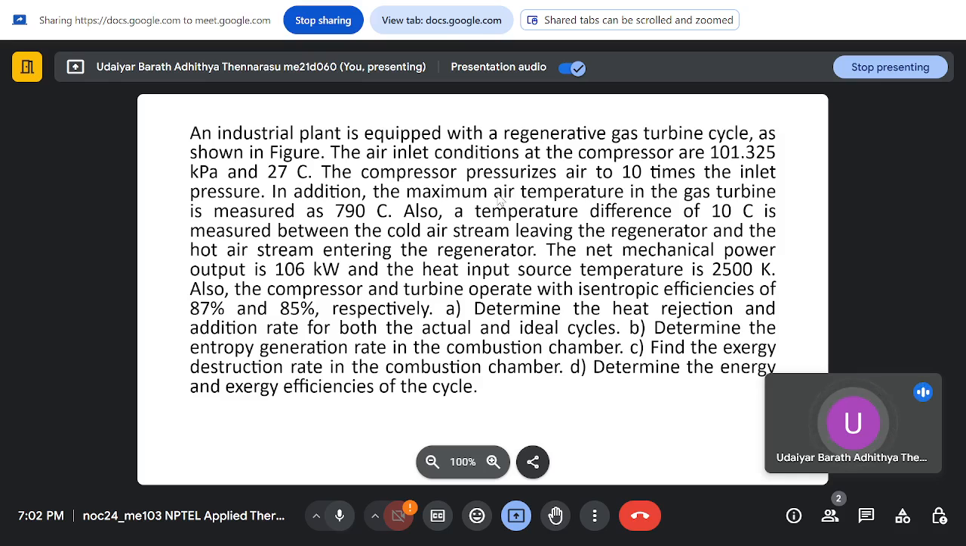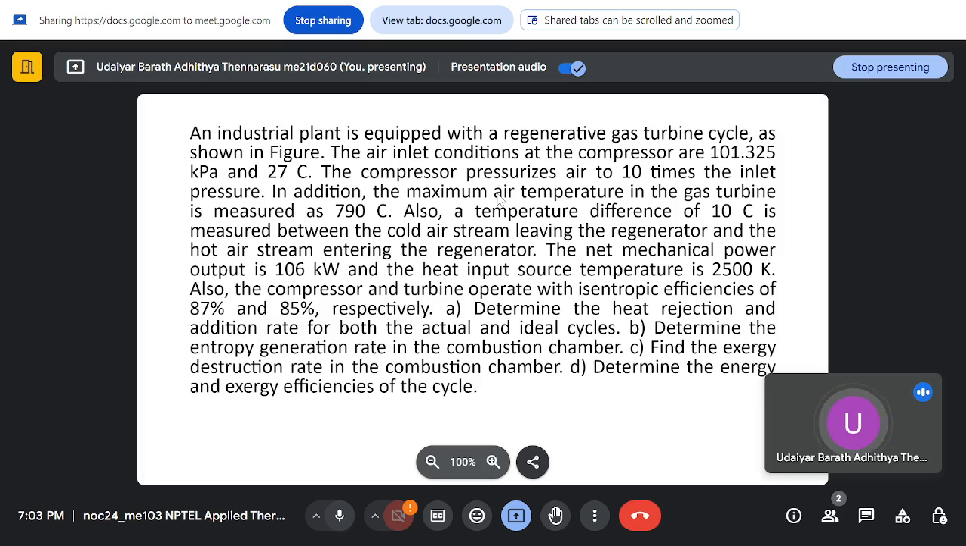So you have a plant with a regenerative gas turbine cycle. They are saying that the inlet condition to the compressor is given, 101.325 kilopascal, which is 1 bar and 1 atmosphere, and 300 Kelvin. The compressor is pressurizing to 10 times, so the pressure ratio is 10. The maximum air temperature is given as 790 degrees Celsius, so 790 plus 273 will give you Kelvin. They are saying a temperature difference of 10 degrees Celsius is measured between the cold air stream leaving the regenerator and the hot air stream entering the regenerator. So your temperature difference there is given.